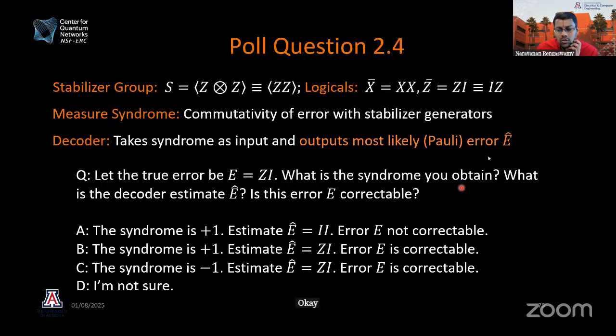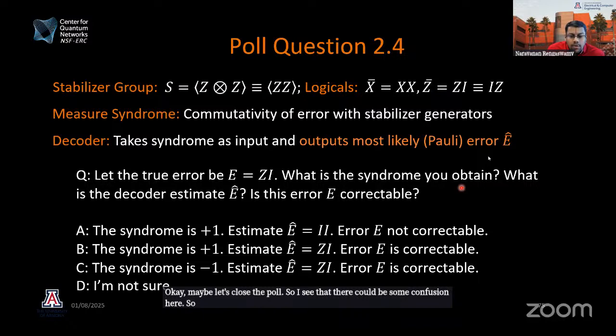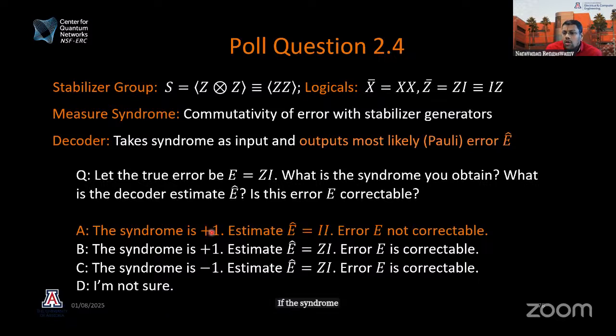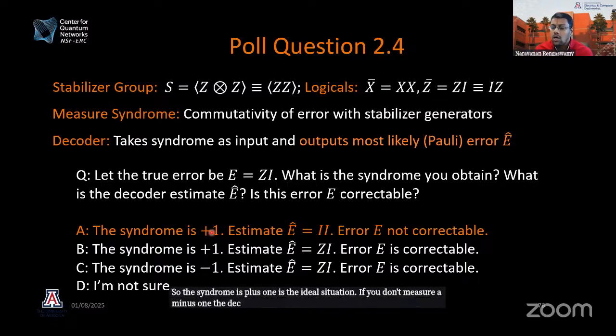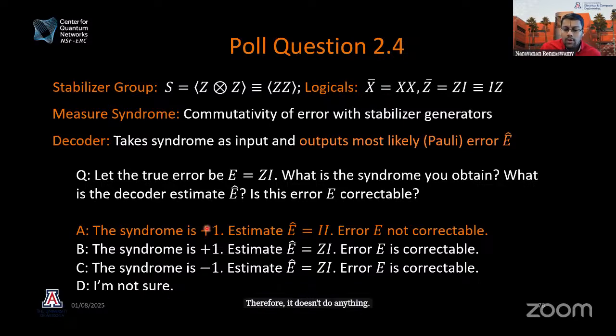Okay, maybe let's close the poll. So I see that there could be some confusion here. So you were correct that the syndrome is +1, right? However, if the syndrome is +1, then the decoder assumes that everything is okay, right? So the syndrome +1 is the ideal situation. If you don't measure a -1, the decoder doesn't know that something went wrong. Therefore, it doesn't do anything. So if the syndrome is +1, then it just estimates that the error is identity.